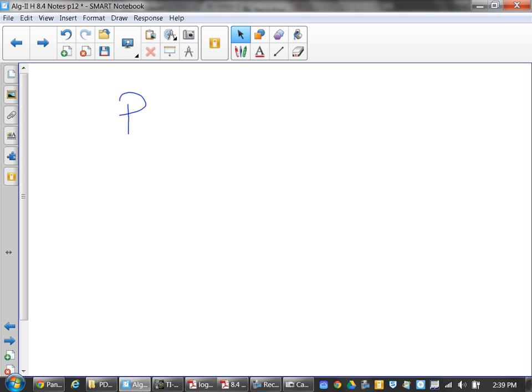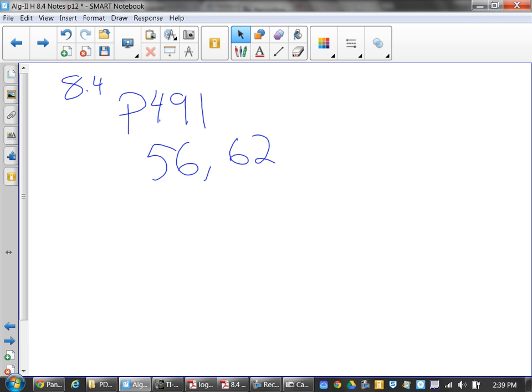Grab which number is it? It's the next page over, so it's what, 491? Yeah. Got a couple inverses and a couple of the other ones, so it's 491, same section. There's a couple inverse also. I want you to get 56 and 62, and then it's 65 through 75 for the graphings, okay?